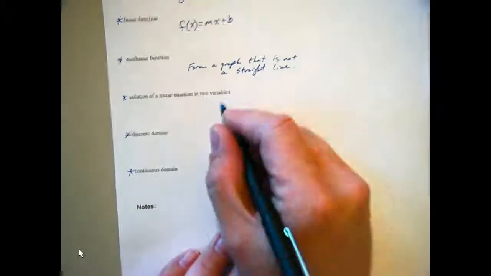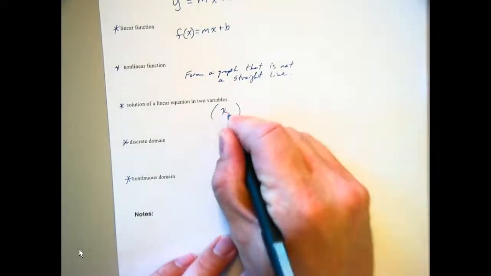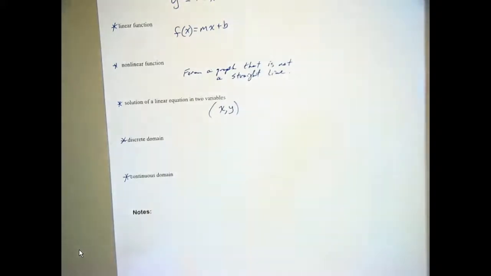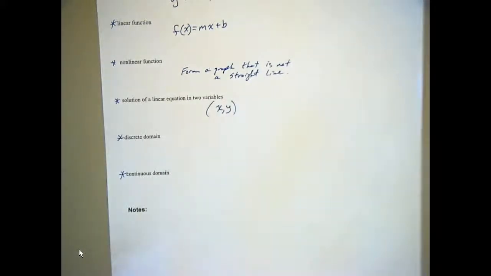Solution to a linear equation in two variables. A solution is just a coordinate, an xy coordinate. And you may expand on these as we go. What's discrete mean?